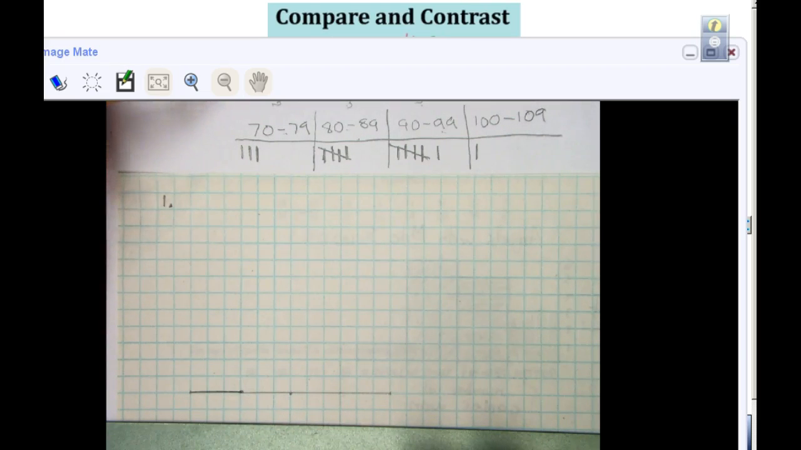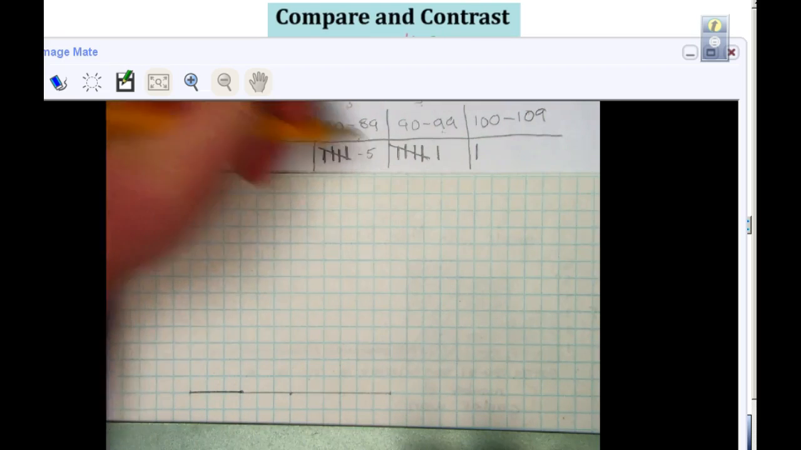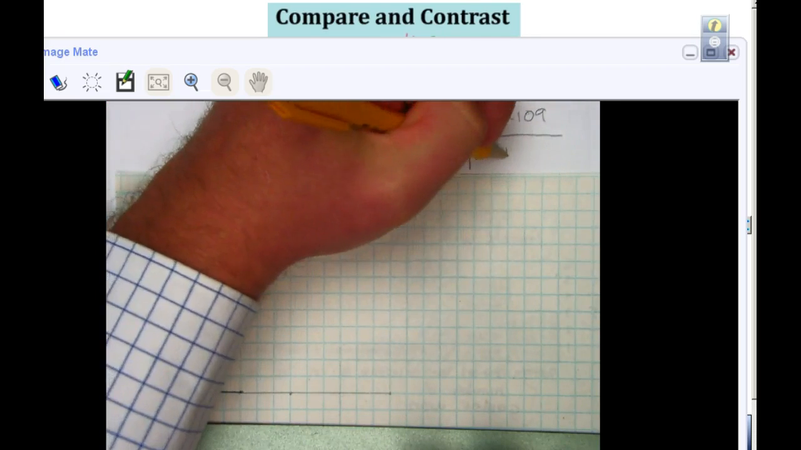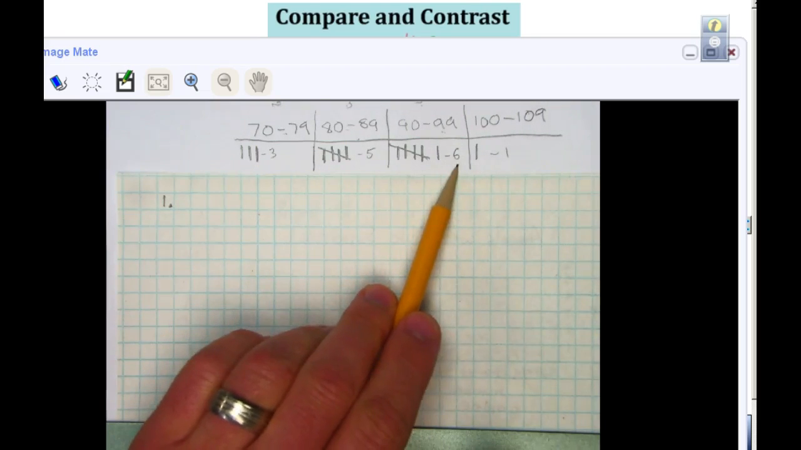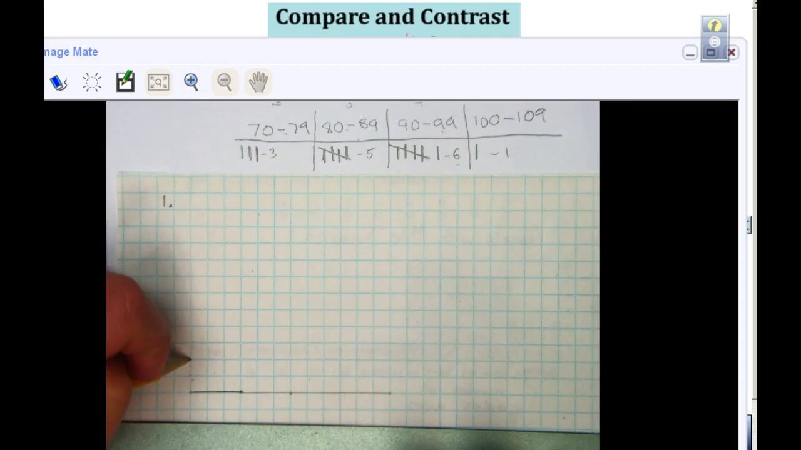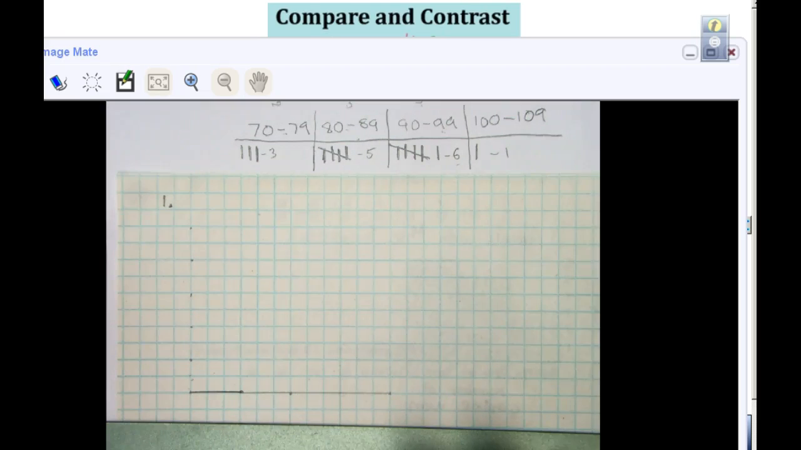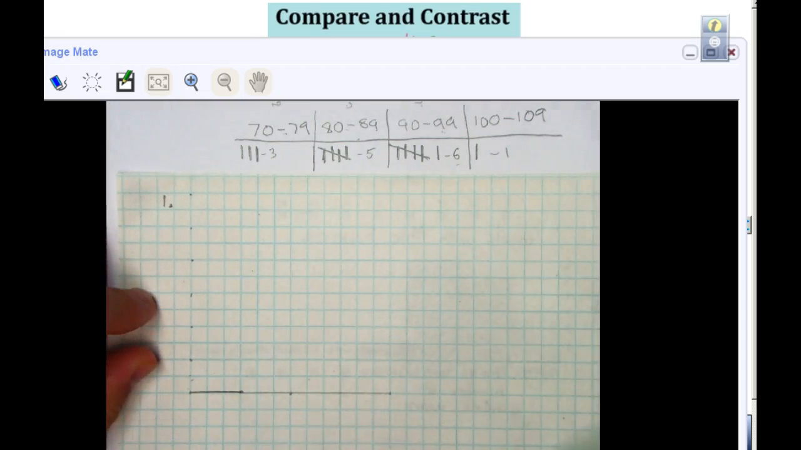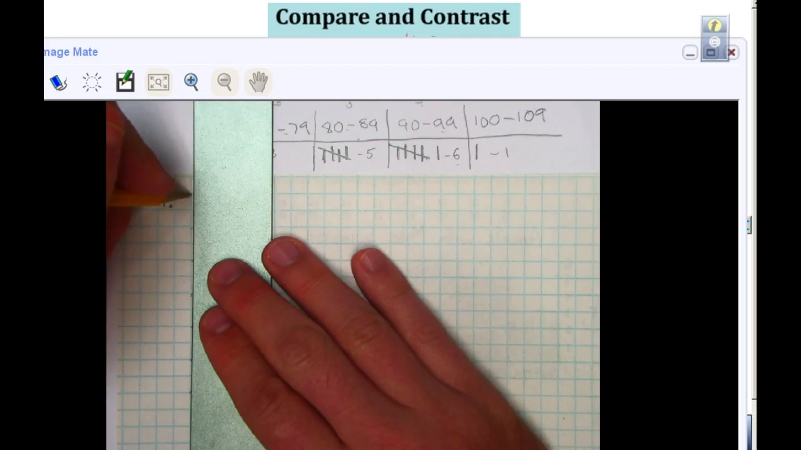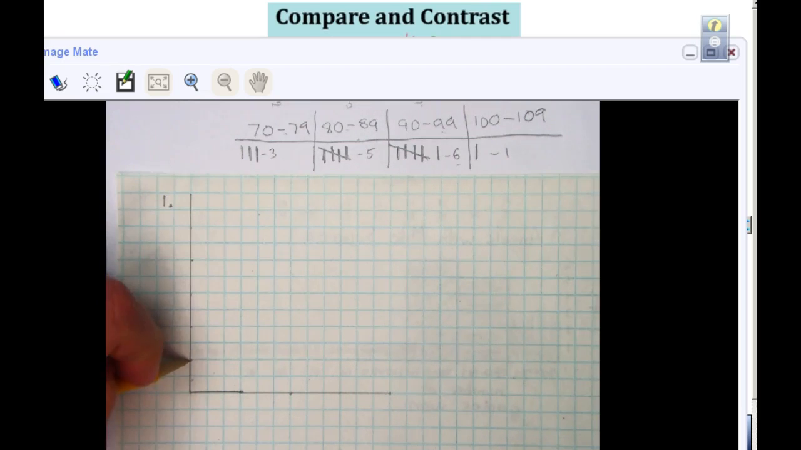And vertically, what are the frequencies? We have 3, 5, 6, and 1. So the highest I need to go up to is 6. So you can count by ones, just do 1, 2, 3, 4, 5, 6. Or if you have enough room, you can count by every 2 squares. So I go 1, 2, 3, 4, 5, and 6. I've got enough room to do that. And again, it's not wrong or right if you use 2 squares or 1 square. It's all up to you, the creator. You can make it any way you want.